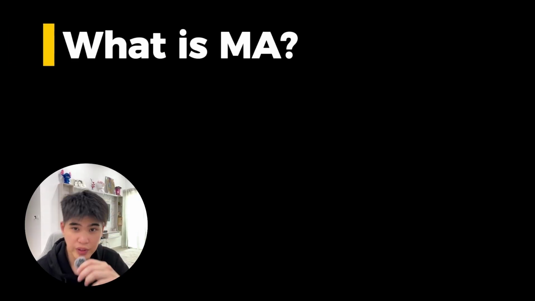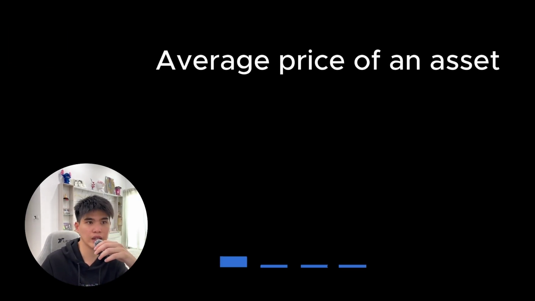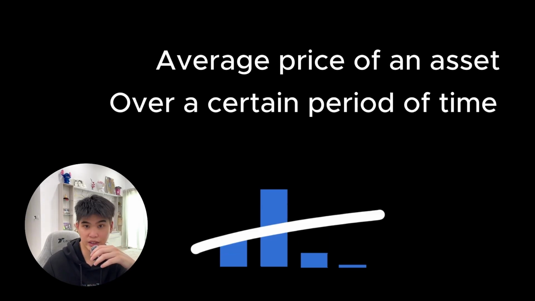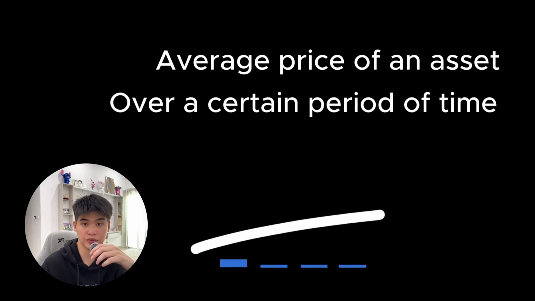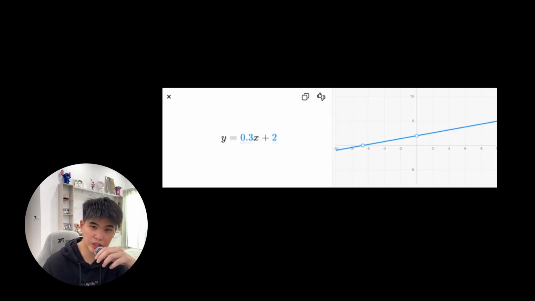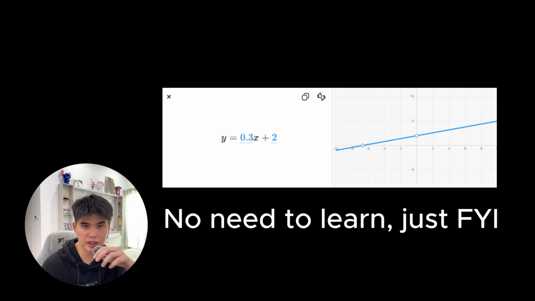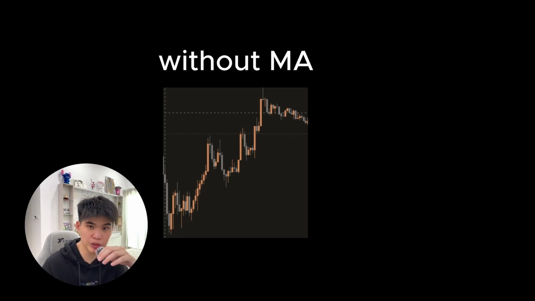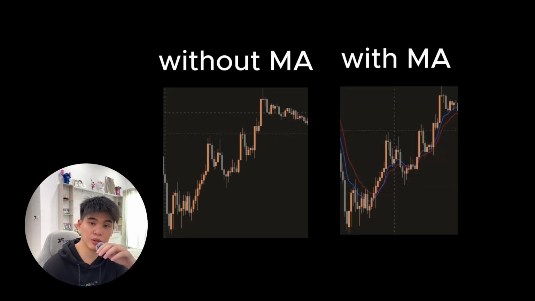So what's moving average and what does it actually tell you? Moving average is basically the average price of an asset over a certain period of time. It's basically a math equation. You don't have to calculate it yourself, as the system already has it in there. It calculates and visualizes for you where the price is moving towards over a certain period of time.